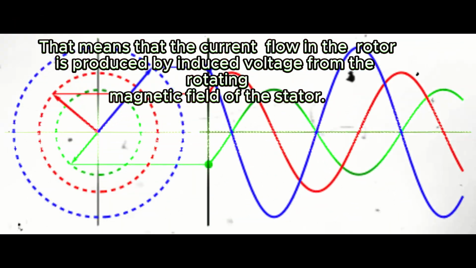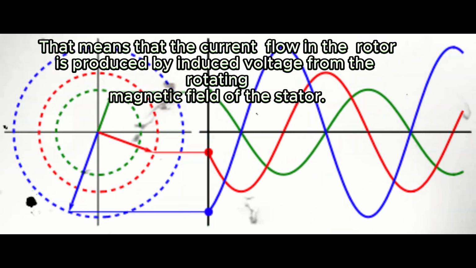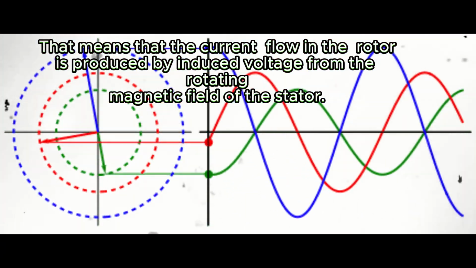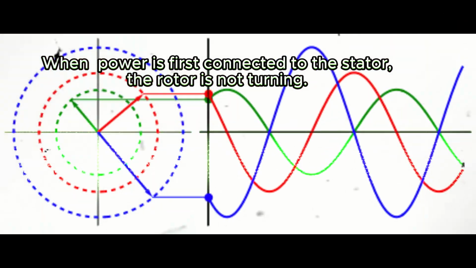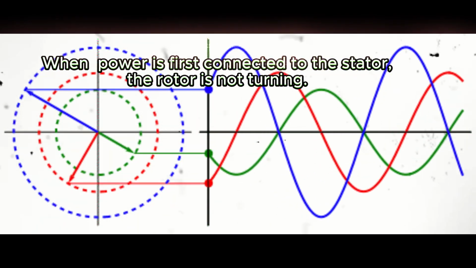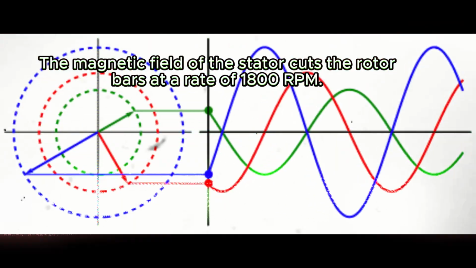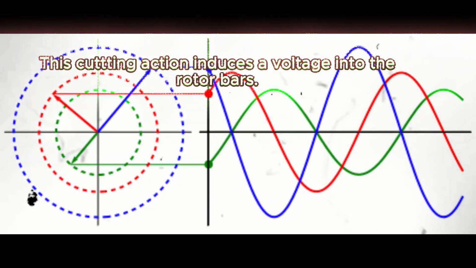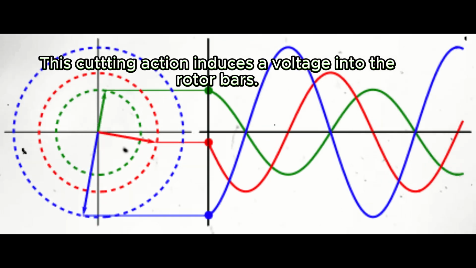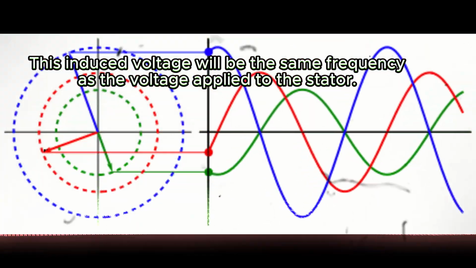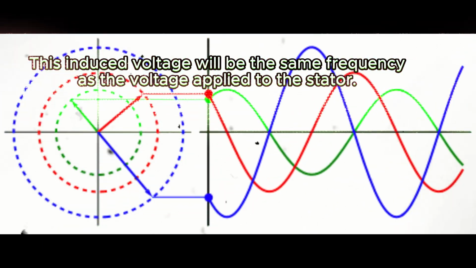That means that the current flow in the rotor is produced by induced voltage from the rotating magnetic field of the stator. When power is first connected to the stator, the rotor is not turning. The magnetic field of the stator cuts the rotor bars at a rate of 1800 RPM. This cutting action induces a voltage into the rotor bars. This induced voltage will be the same frequency as the voltage applied to the stator.